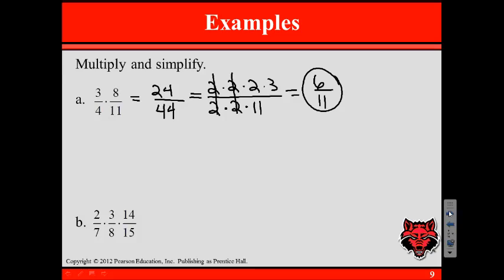Now let's look at an example where we have more than 2 fractions. We will actually work this the same exact way. All the numbers on top will be multiplied together. All the numbers on bottom will be multiplied together. So we take 2 times 3 times 14, and that gives us 84. In the denominator, we take 7 times 8 times 15, and that gives us 840.